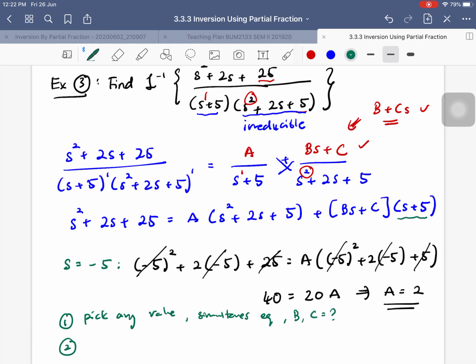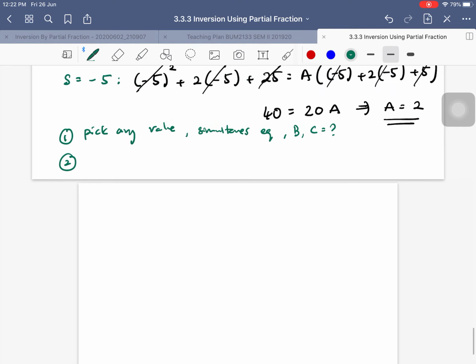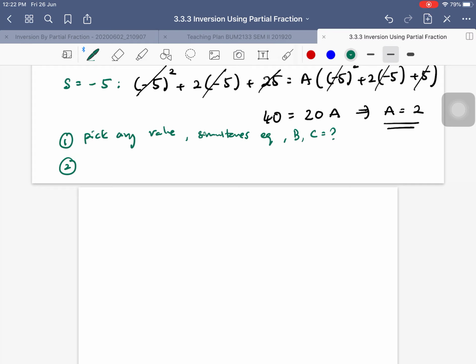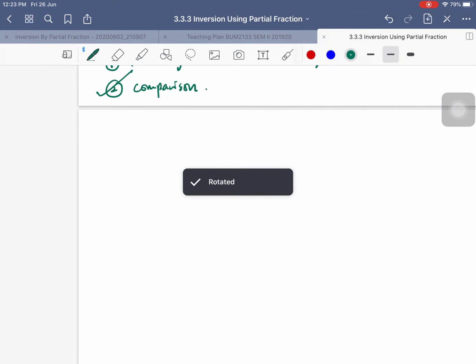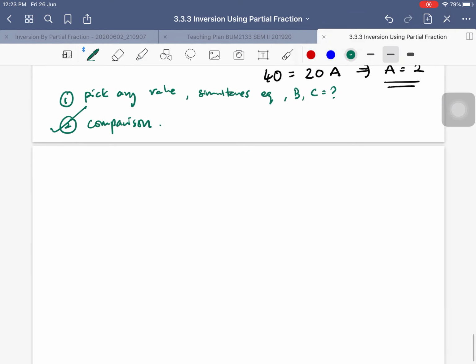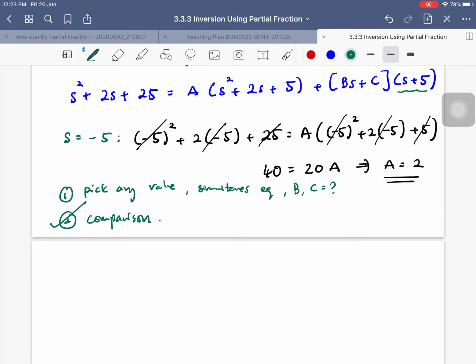The second way is that instead of picking any value, you can also use the other method that I've shown you before, which is comparison. If you ask me which method I prefer, I would say I prefer the comparison method, because when you choose method number one, there's a very high chance that you're going to make a mistake while substituting the values, the simultaneous equation, and so on. So that is going to be quite a long process. The longer the process is, the higher the chance that you're going to make a mistake. Therefore, in order to minimize that, I'm going to use comparison instead.